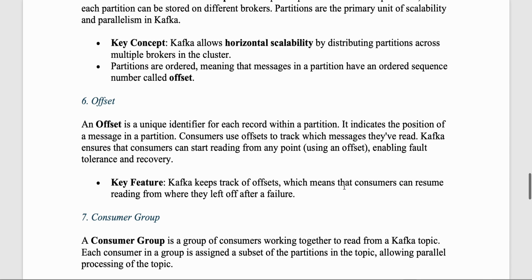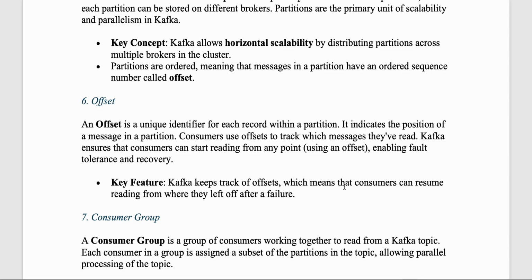Kafka keeps track of offsets, which means that consumers can resume reading from where they left off after a failure. Suppose you are reading a Kafka topic, and you have read from 0 to 100, and after that, because of certain bad data or any other issue, your system failed. Next time it comes and consumes the topic, it will start from where it left off. So for fault tolerance or any recovery, we require the offset for each particular partition.